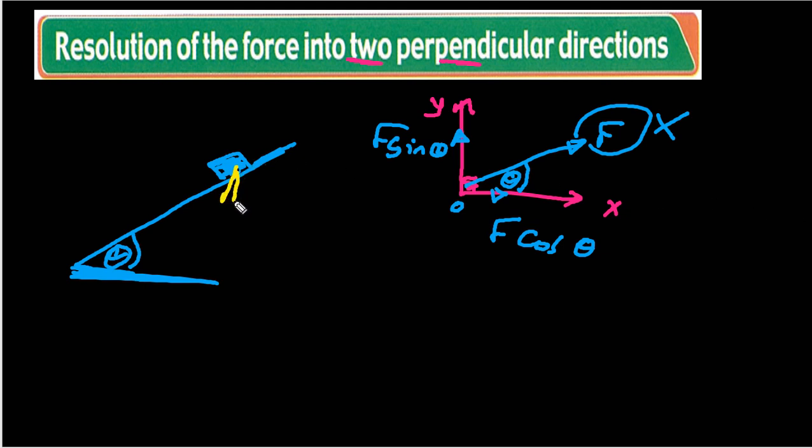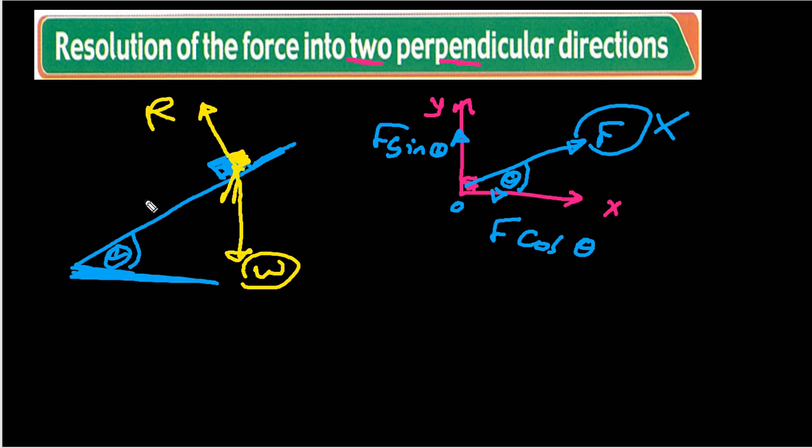Downwards. This is the weight. And we have a reaction for this body, for the plane on the body. Then it is perpendicular to the plane. Then this is the direction. Okay. Then this is the weight and this is the reaction.